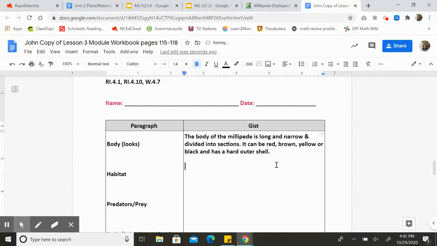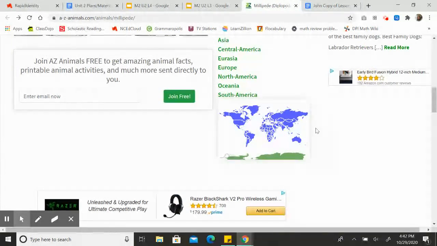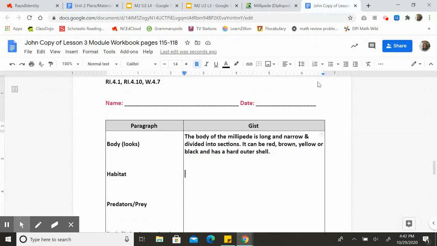Now I'm going to go down to habitat. So habitat is where something lives. Okay, so we know that it's found all over the world, except for in Antarctica. And it says, where does it live within its habitat? Usually in the southern hemisphere, they're more common, and it's found in cooler, damper, darker places within the environment.